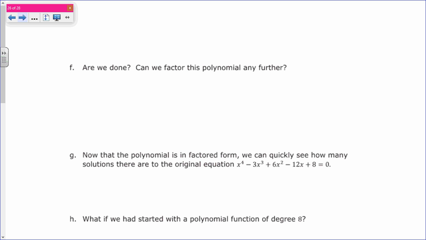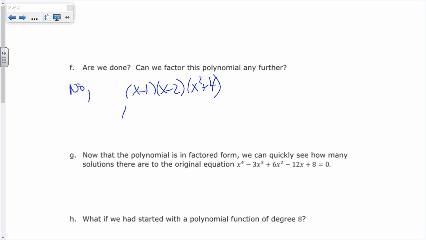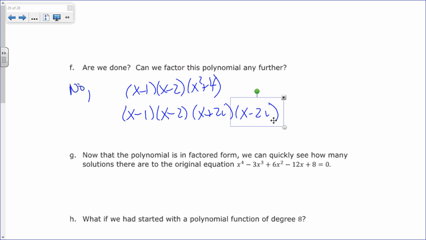And it says, are we done? The answer is no, we're not done. We have our x minus 1, x minus 2, and our x squared plus 4. Well, x squared plus 4 can be broken down one more time to x plus 2i and x minus 2i.